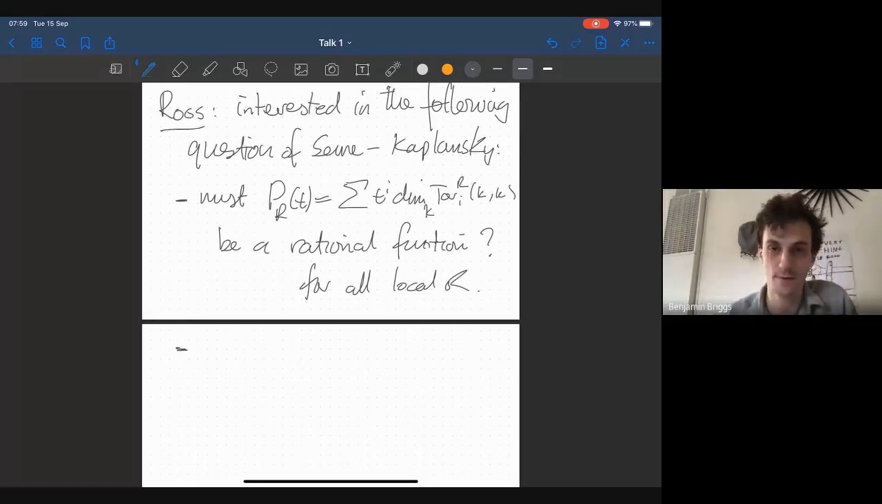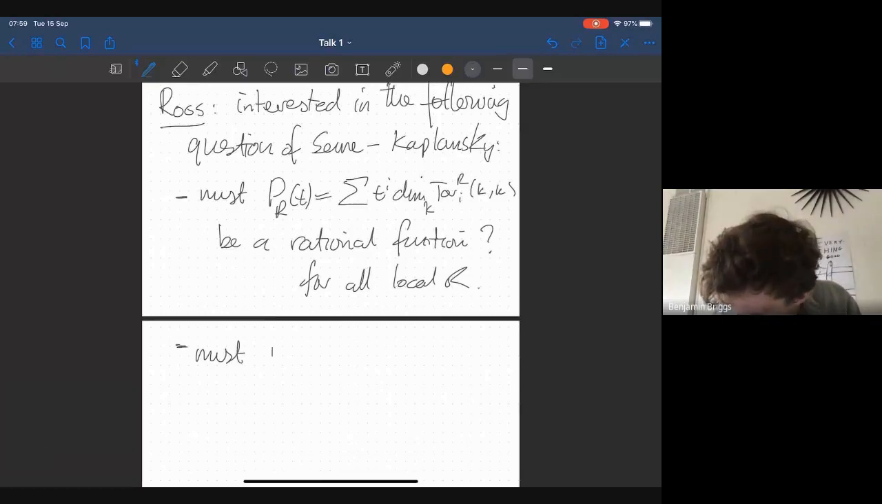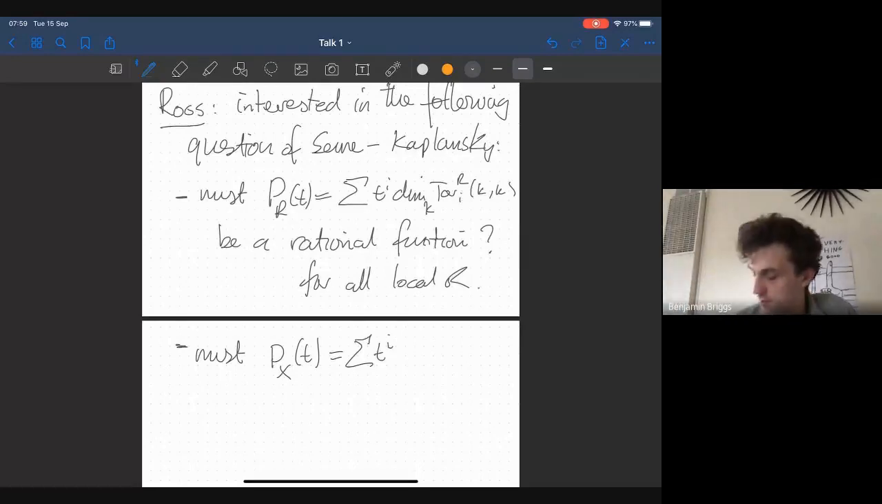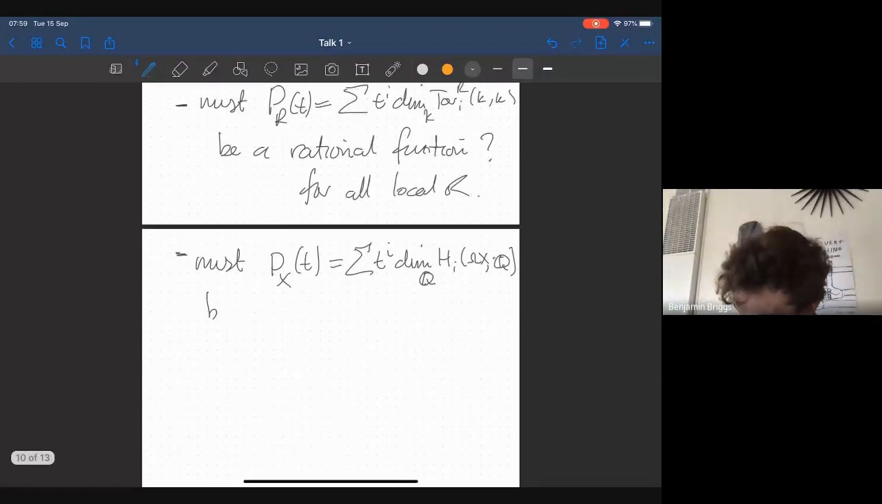And in topology, there was a similar question of Kabansky. If you start with a base space X, you can write down the following Poincare series for a space, which might look a bit strange: the sum over T^i of the dimension of this rational vector space, the ith homology group of the loop space of X with rational coefficients. So must this be a rational function?